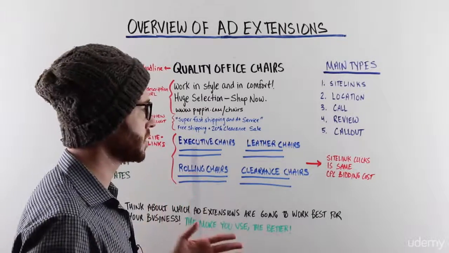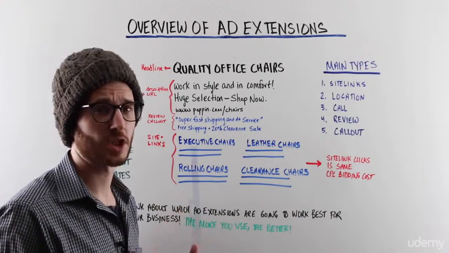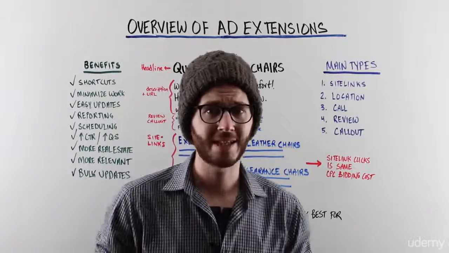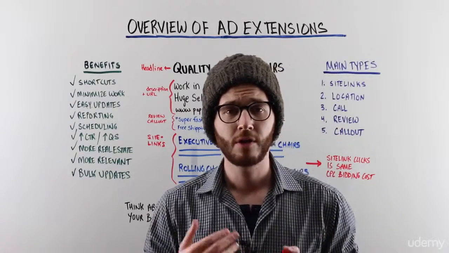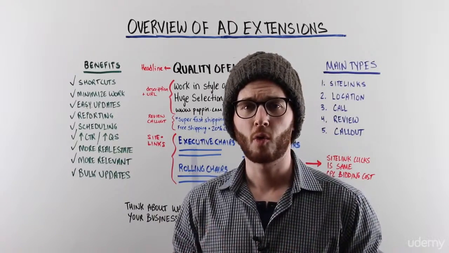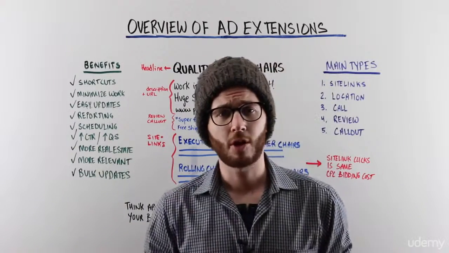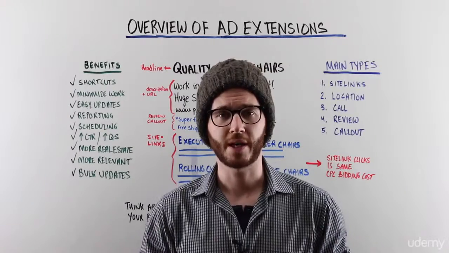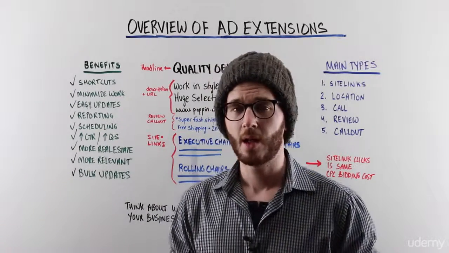Site link extensions are by far the most important and most effective type of extension for some of the following reasons. They provide shortcuts. They allow the user to find the information they're looking for in the most specific way possible. For example, let's say we're showing an ad and we're bidding on the keyword quality office chairs for sale. Someone goes to Google and searches for quality office chairs for sale.